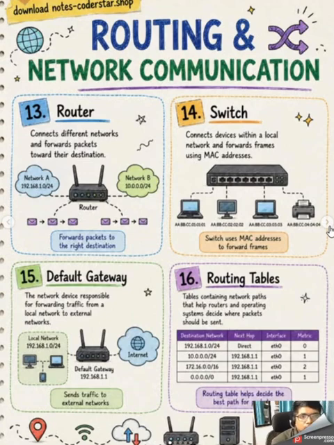And we have the default gateway, the network device which is responsible for forwarding traffic from the local network to the external network. And we have the route table, which contains network paths that help routers and operating systems decide where packets should be sent.